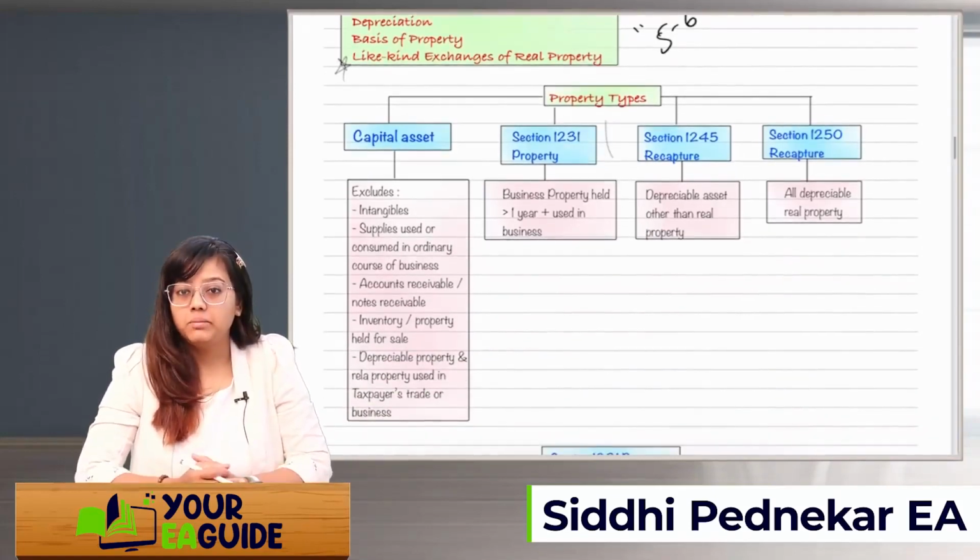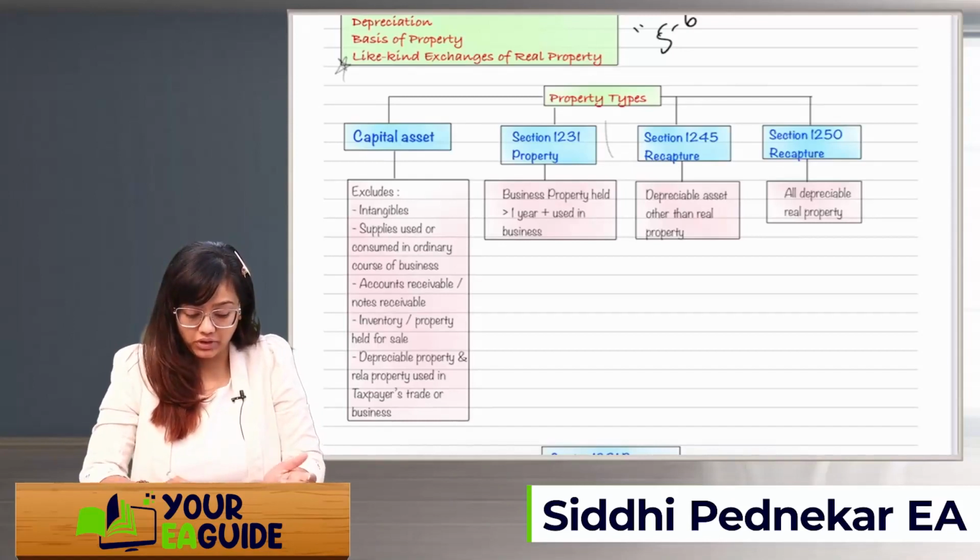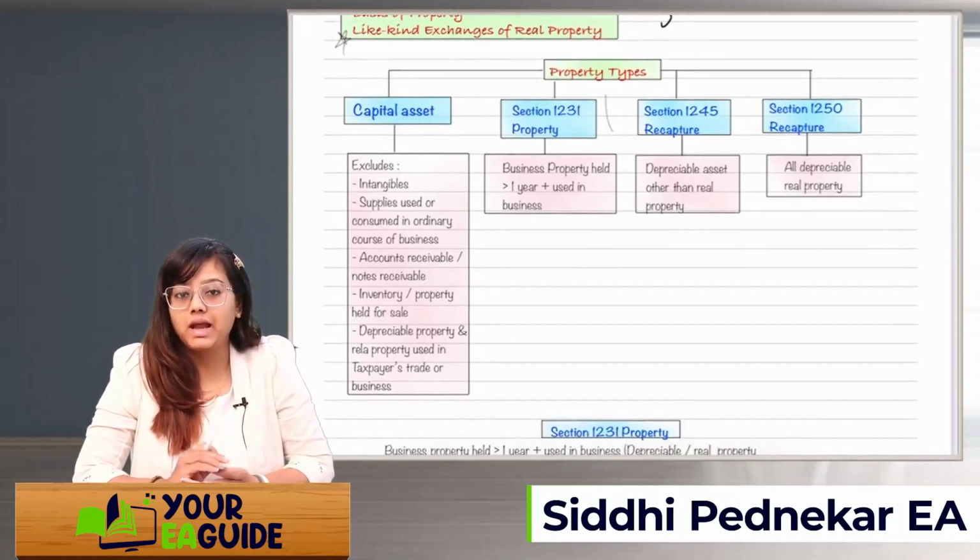Let's start with the types of property. If I talk about the types of property, we have 4 types over here: capital asset, section 1231 property, 1245 property, and 1250 property. So what do you mean by capital asset?